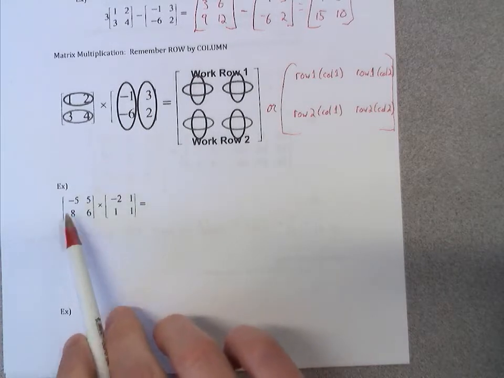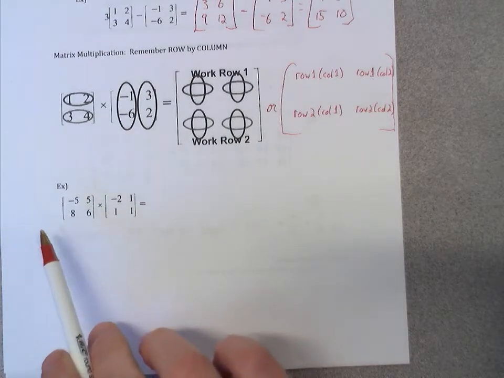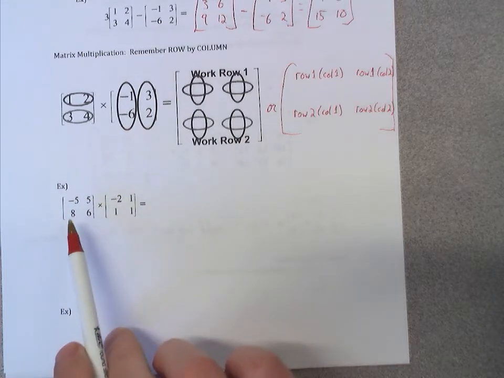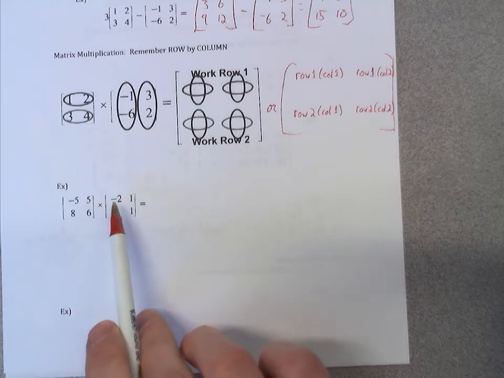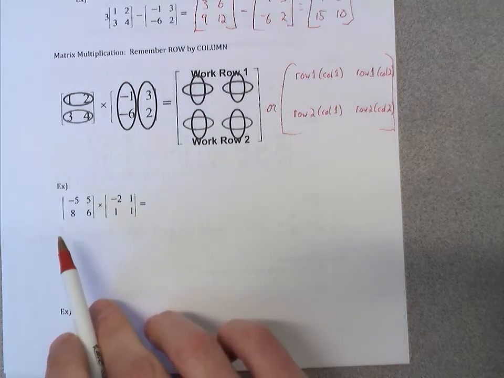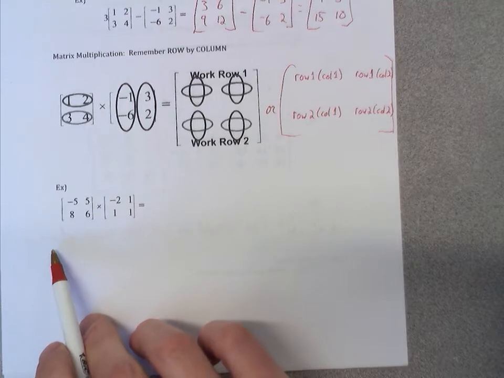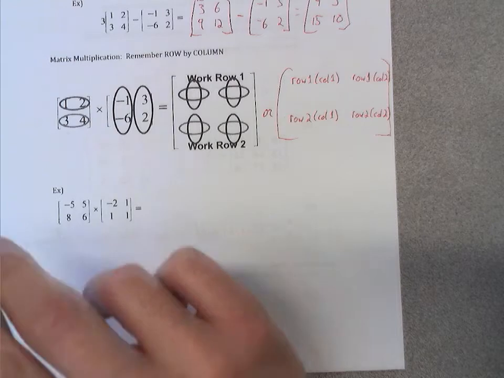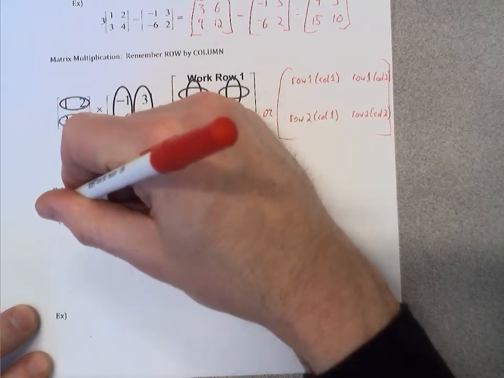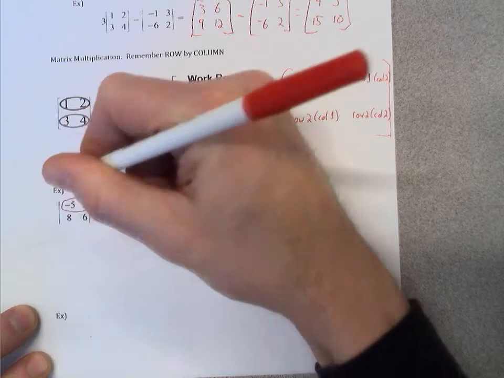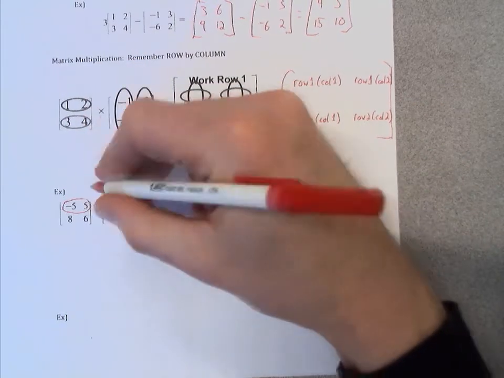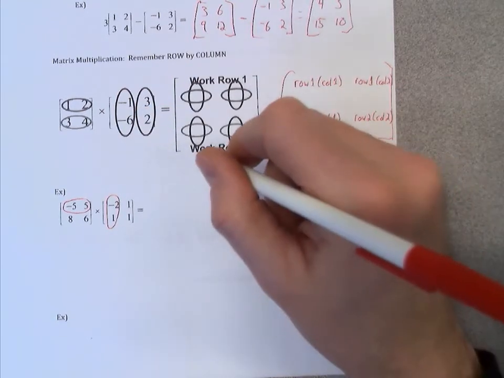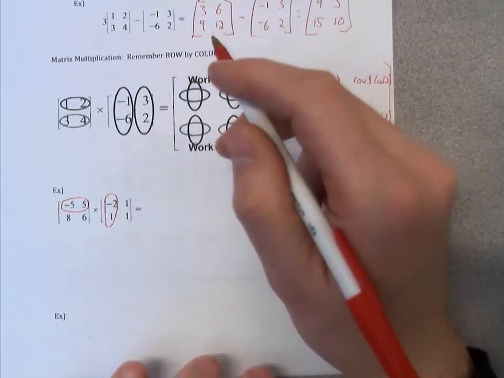So in our first example here, we've got two 2 by 2 matrices: negative 5, 5, 8, 6, and negative 2, 1, 1, 1. So we want to do rows times columns. The way this works is I'm going to take row 1 of this matrix, and I'm going to multiply it by column 1 of this matrix, and I'm going to add their products. So what do we mean by that? This is what we mean.